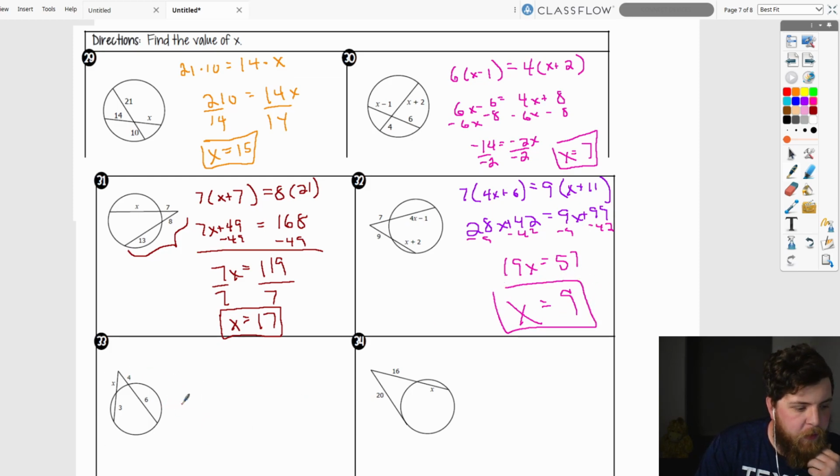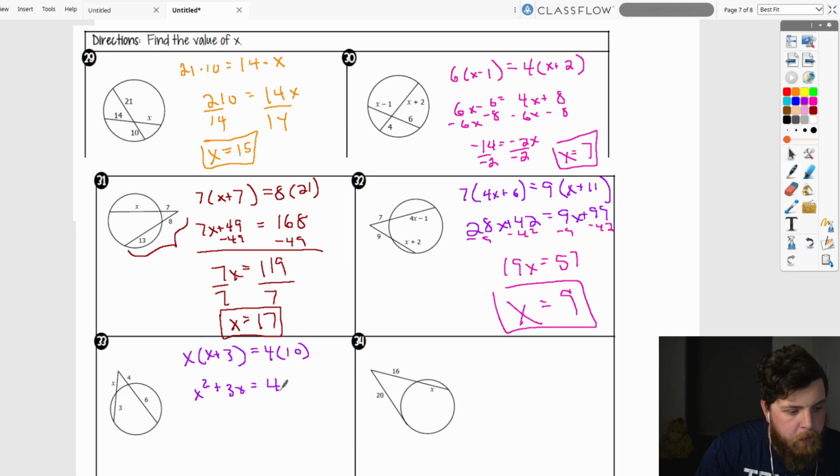Okay. One more example here of that. Let's see. Did I not have one more example? I guess I had. That's fine. Okay, so one more example of this, and then we'll have one final example here. So here I would have x times the entire length, which would be x plus 3. Then here I would have 4 times the entire length, which is 10. So we get x squared plus 3x would equal 40.